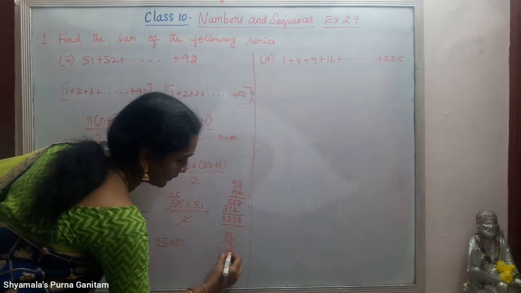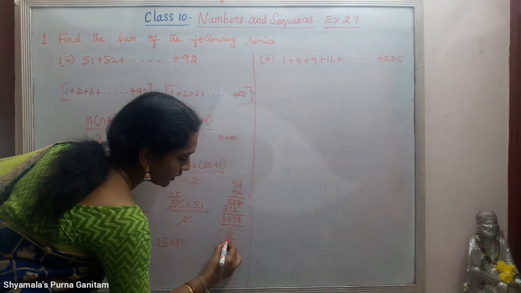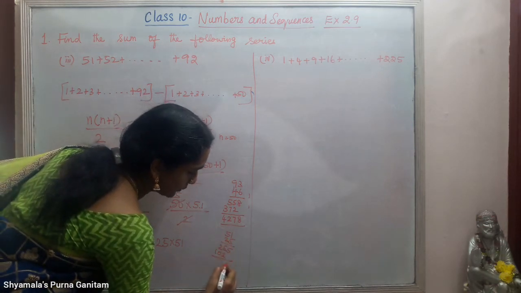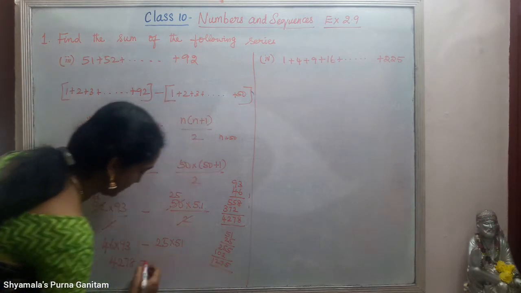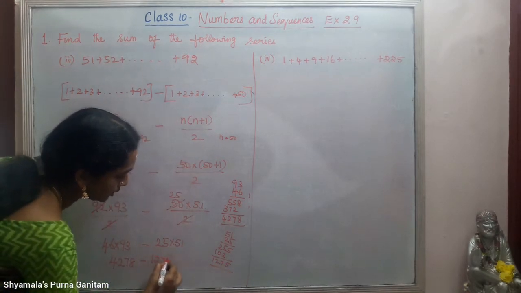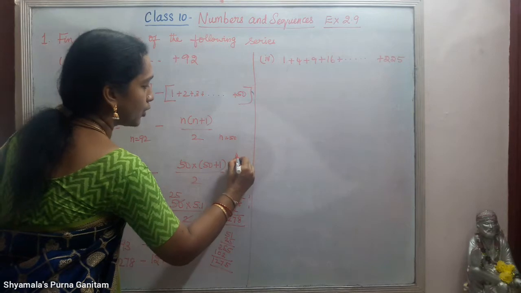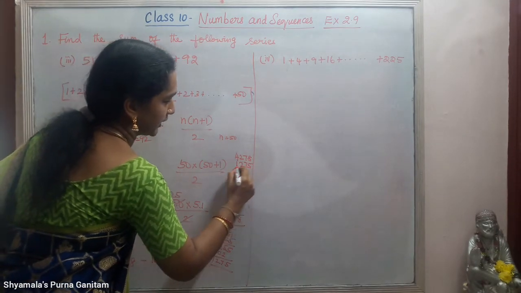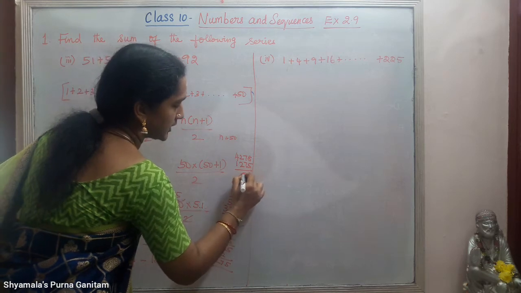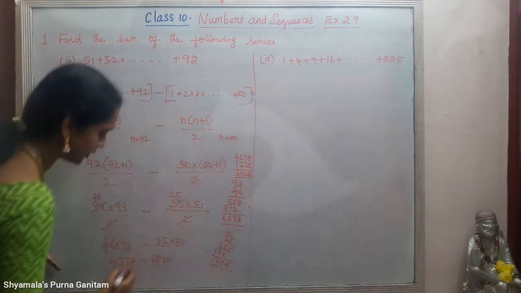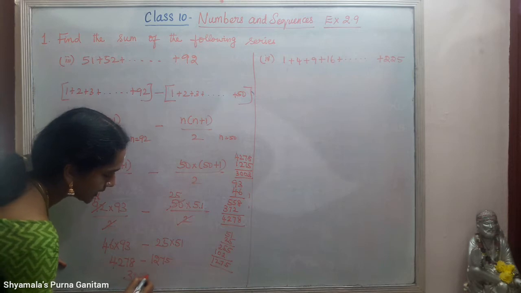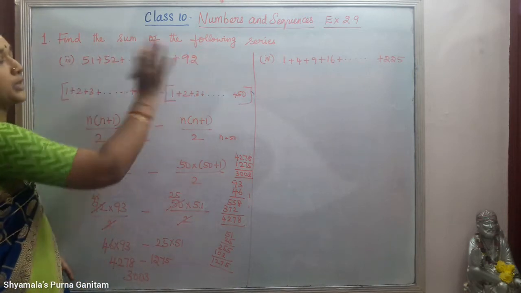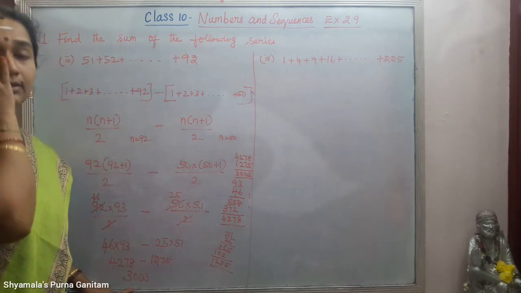So 5 1s are 5, 5 5s are 25, 2 1s are 2, 5 2s are 10. So 1275. So 4278 minus 1275. We will get 3003. So this is the sum of 51 to 92, 3003.